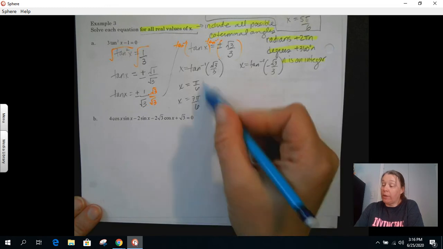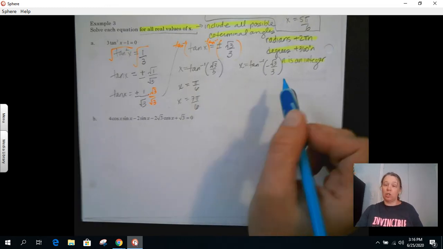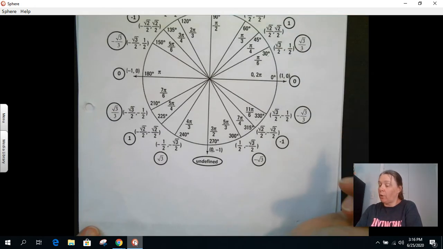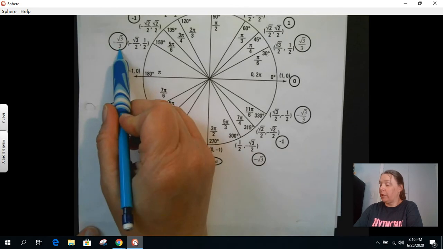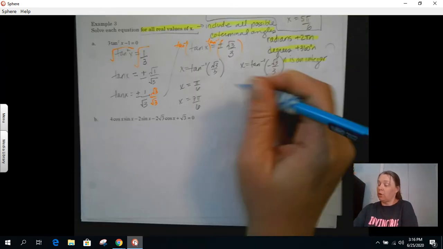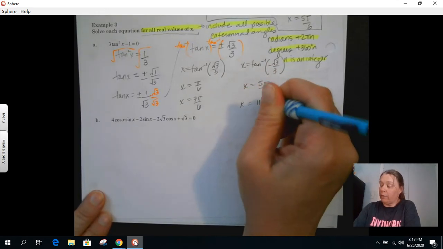Now, I'm not quite done with this because I have not dealt with the coterminal angles yet. I'm going to get just the initial values, and then we'll talk about the rest of it. Okay, and then it's negative root 3 over 3 here at 5 pi over 6 and here at 11 pi over 6. So 5 pi over 6 and 11 pi over 6.